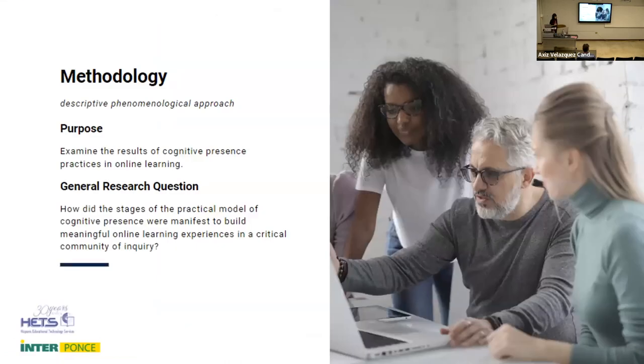Well, the methodology that I applied was an exploratory case study, as I mentioned there. I wanted to examine the results of the cognitive presence practices in a specific course that I'm going to be describing. And the main research question was, how were the stages of this practical model of cognitive presence manifested to build meaningful online experiences in a critical community of thinking?